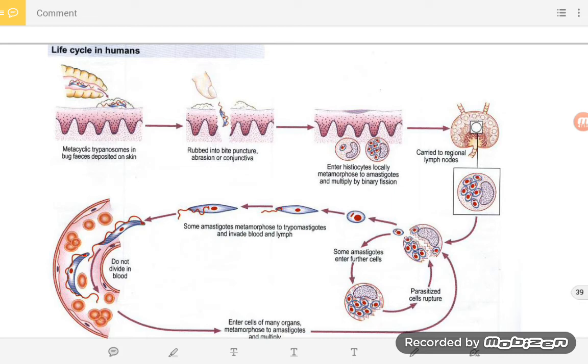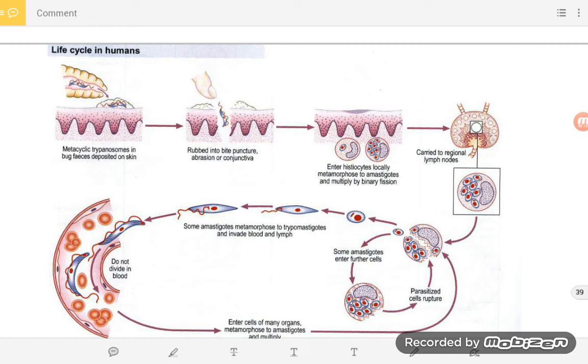So the metacyclic trypomastigote form in bug feces is deposited on the skin. The bug also needs a blood meal to develop its eggs. When they take a blood meal, both male and female normally can transmit the disease. At that time, when they are taking blood or present on the human body, they shed feces. These feces contain the infective stage, the metacyclic trypomastigote. These get into the bite wound, that means if your skin contains any wound or damaged area, the metacyclic trypomastigote form enters into the bloodstream.